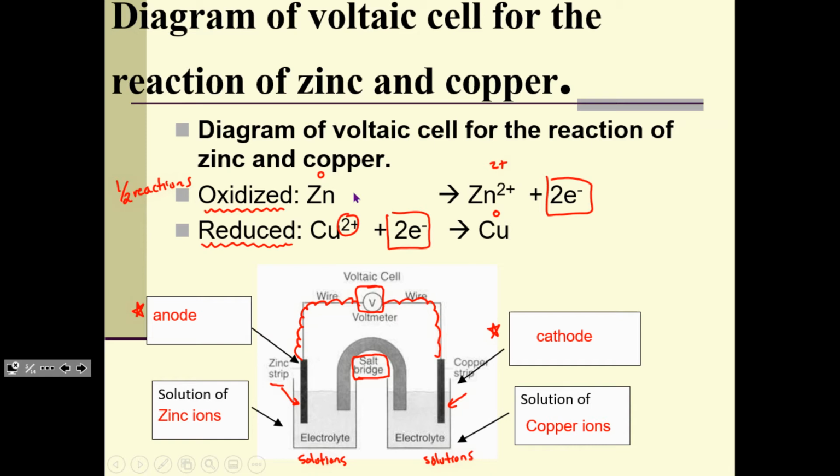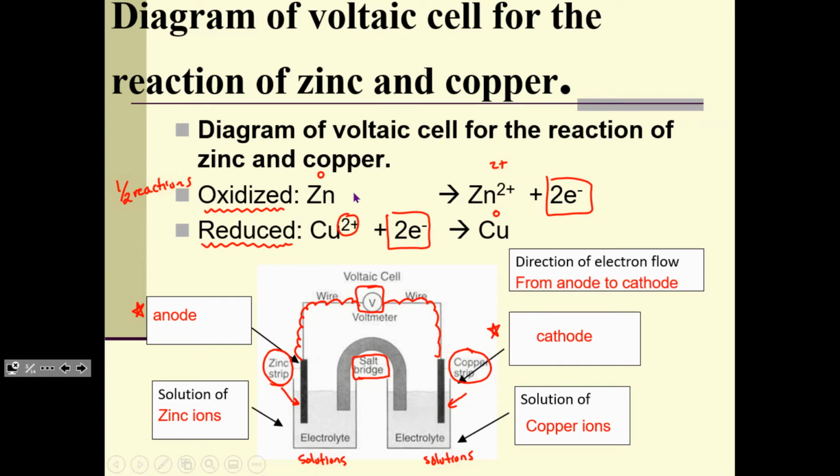And specifically in these solutions, because zinc is over here, we're going to have a solution of zinc ions. And because copper is over here, we will have a solution of copper ions. So the direction of the electron flow is always from the anode to the cathode. So if I was labeling the directionality, it would be moving from the anode in the direction of the cathode.